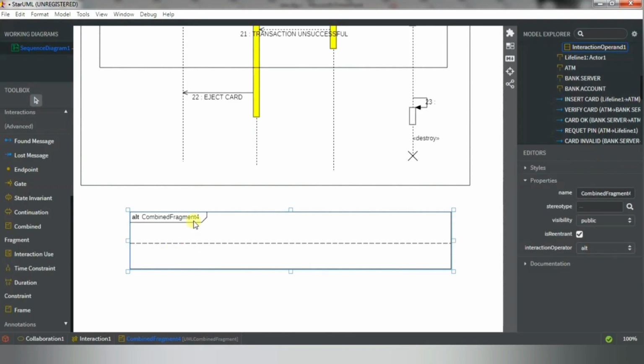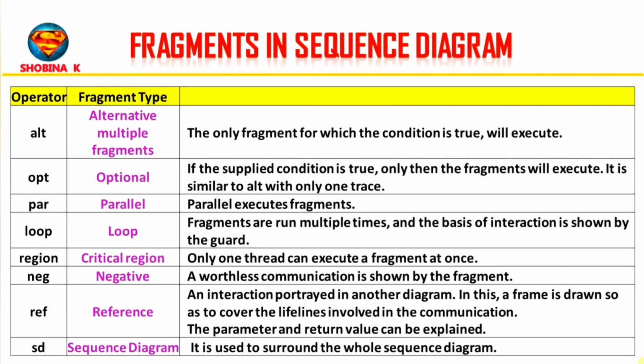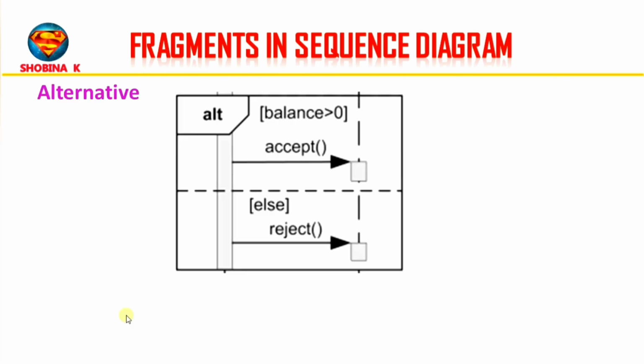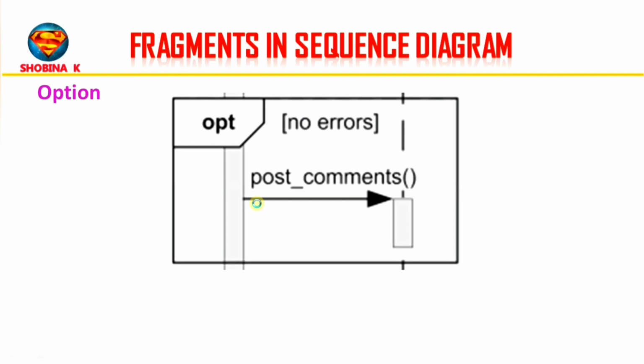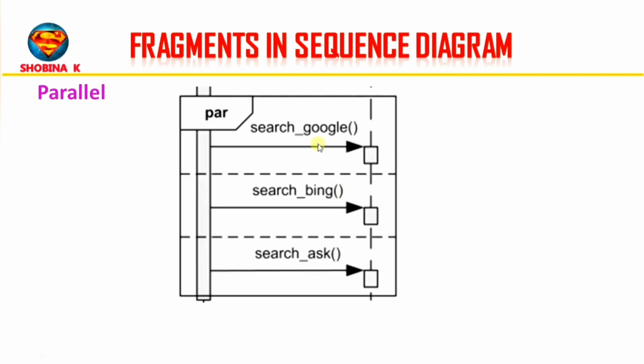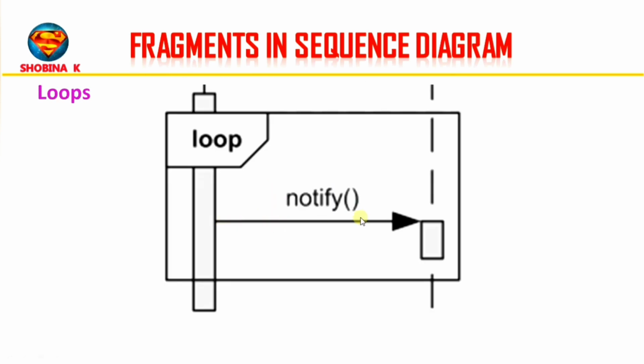The fragment types includes alternatives, option, parallel, loop, critical, negative, assert, strict, sequence, ignore, consider, and break. The alternative fragment is denoted as alt and it models the if-then-else constructs. Next we have the option fragment, which is denoted by opt. It models the switch constructs. And next up we have parallel fragment, which is denoted as par. It models the concurrent processing. Loop fragments encloses a series of messages which are repeated.